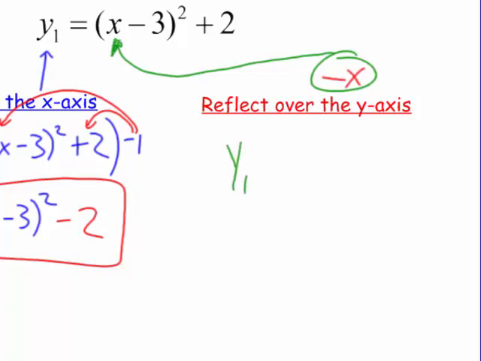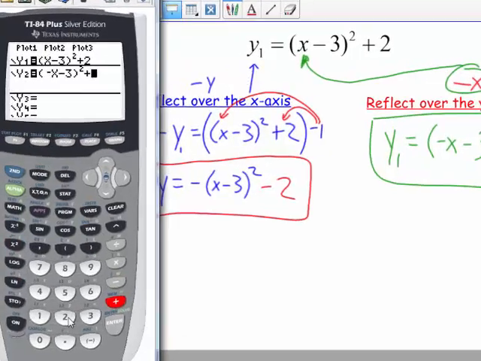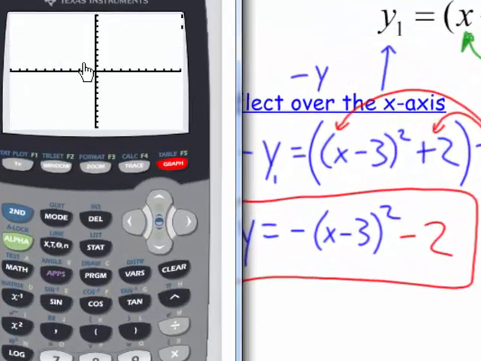So it's going to be y1 equals negative x, right, because we're just doing the opposite sign, minus 3. It does not affect that minus 3. Squared, and then we still got plus 2. So that's the only thing that should change. Well, let's go ahead and double check by graphing. So we got negative x minus 3 squared plus 2. So this should reflect over the y-axis. So this should be my mirror right here. Beautiful. Look at that. Just wonderful.